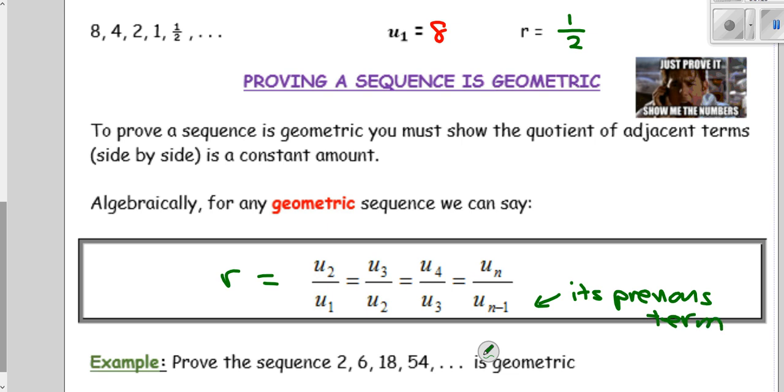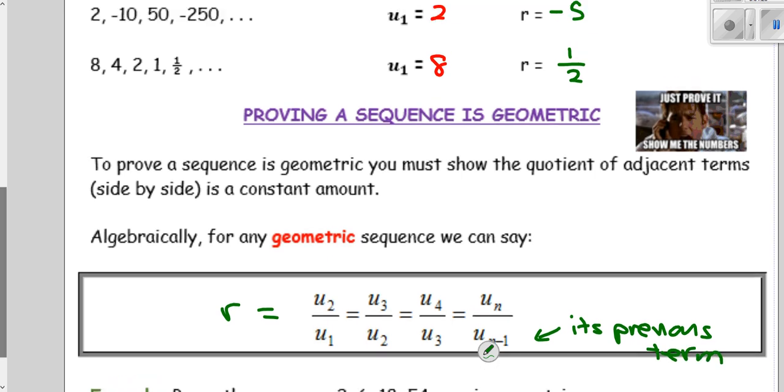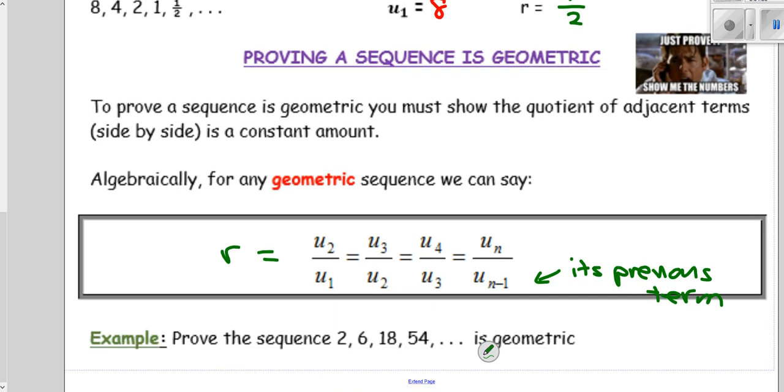So for example, common ratio of a half: the second term divided by the first term gives you a half. Third term divided by the second gives you a half. So when you're asked to prove something's geometric, probably 3 proofs would be enough.